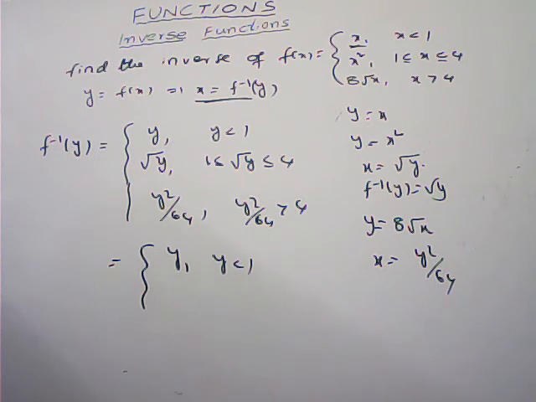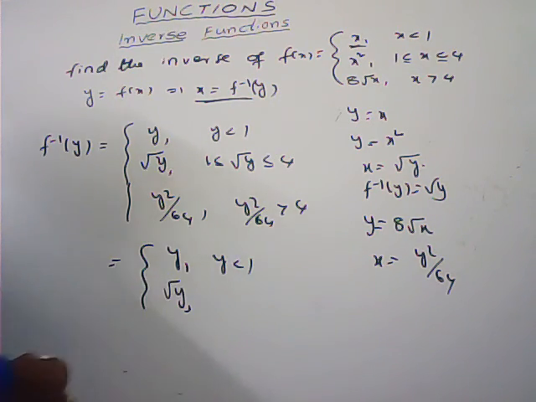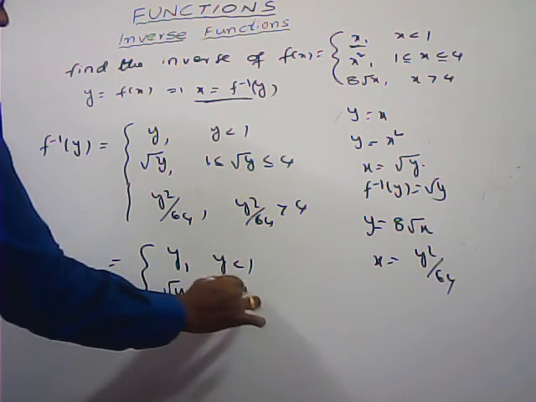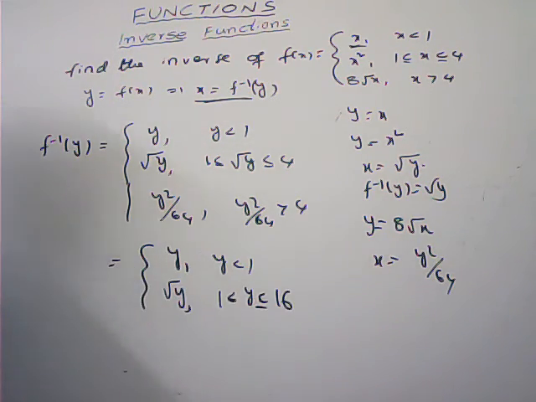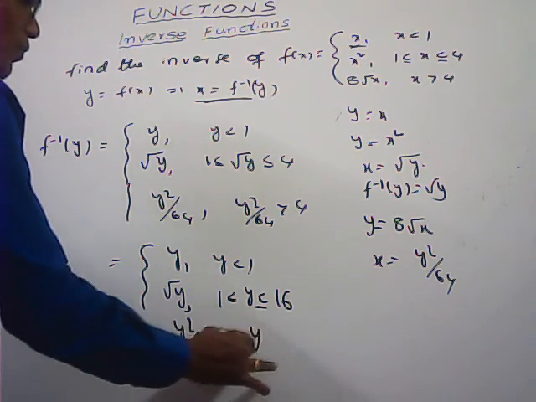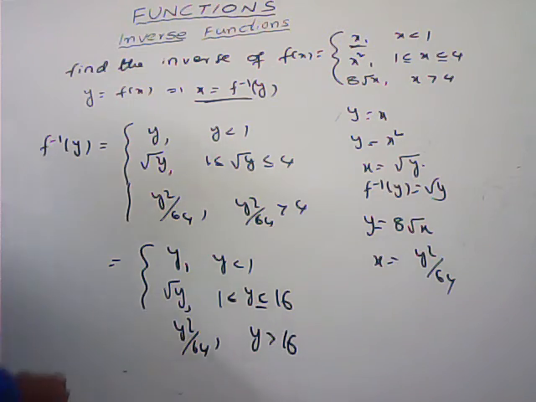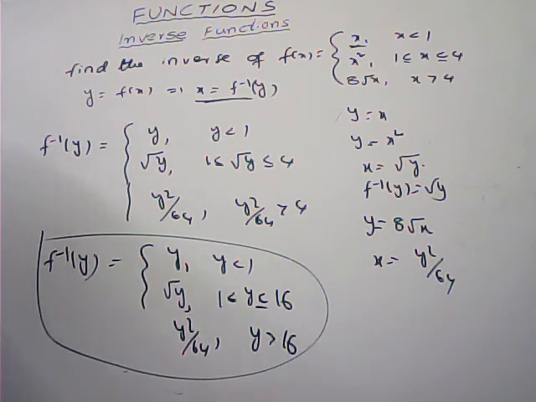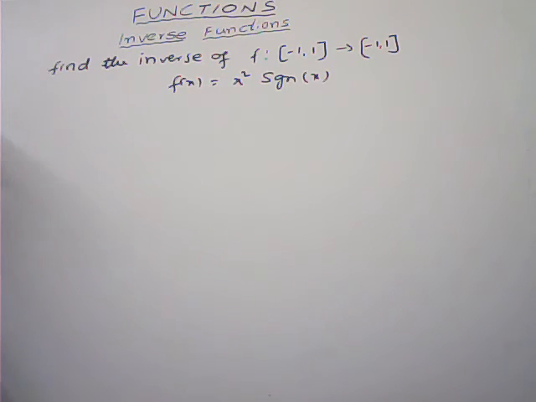For all the real values less than 1, the inverse of f is equal to root y. Squaring both sides, we get 1 is less than or equal to y is less than or equal to 16. Next, y square by 64, y square is more than 256, y is more than 16. This is the inverse of f. Here, find the inverse of f, a mapping from -1 to 1 to -1 to 1.